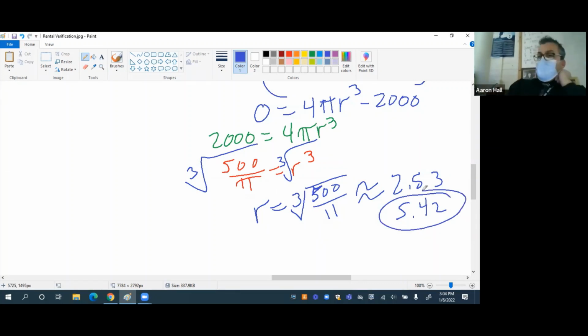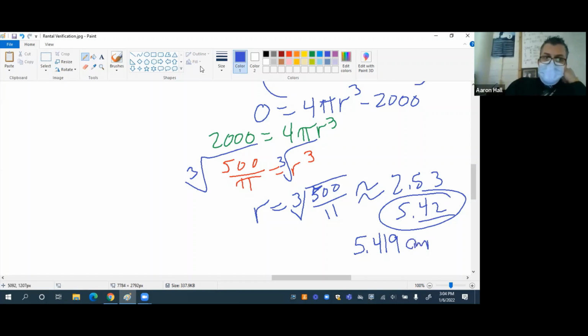What's the rule for AP calculus? How many decimals? 3. So what should we write this as? 5.419. What are my units? Centimeters, okay.